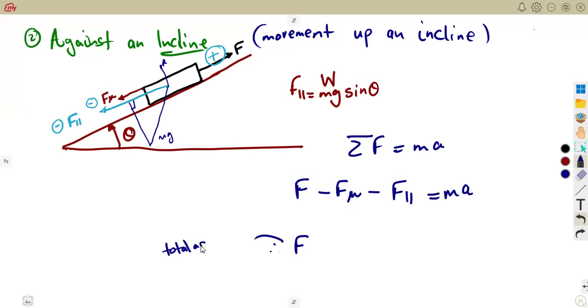Total applied force. It will be equal to, we take these ones to the other side. So it is going to be MA plus, we take the frictional force that side, it is going to be positive. We take the parallel component to the other side, it will be positive. So this is the condition that you'll be having at the end.